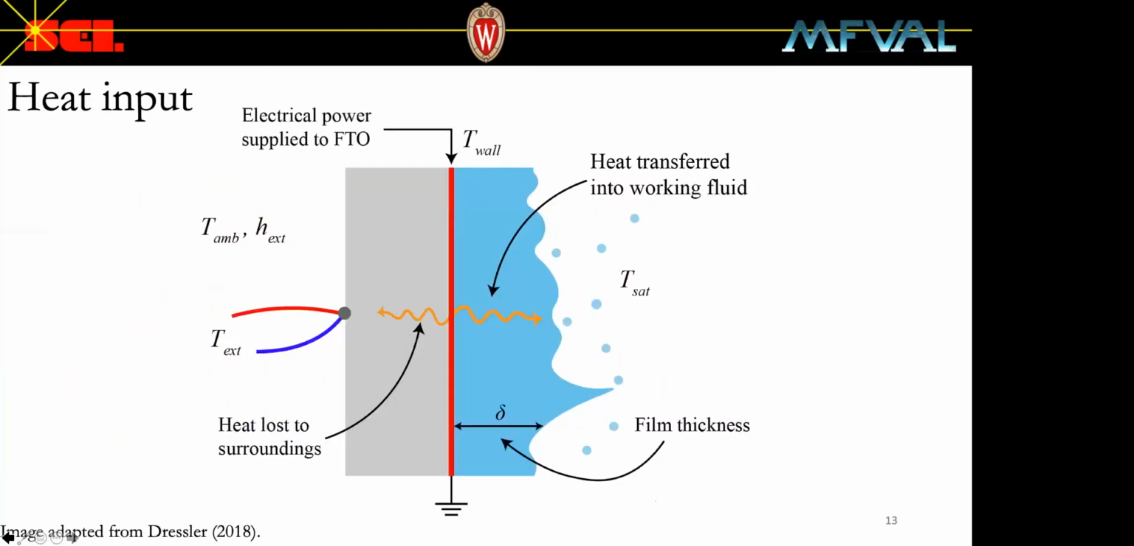Now we're going to talk about how heat is input into our system. This is a simplified diagram showing how the heat is input into the working fluid. Electrical power is converted into thermal energy within the FTO coating at the inner surface of the wall. That's shown here in red. A portion of the heat is transferred to the working fluid, and the rest is lost to the surroundings, shown here. The amount of heat lost to the surroundings must be accurately characterized in order to accurately estimate the heat input into the working fluid.